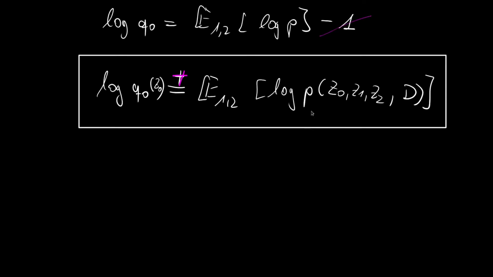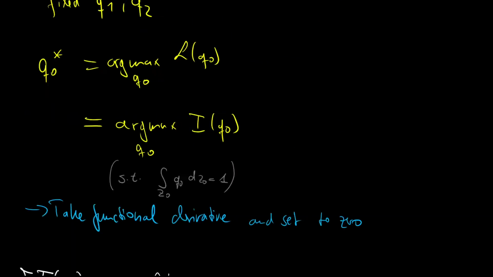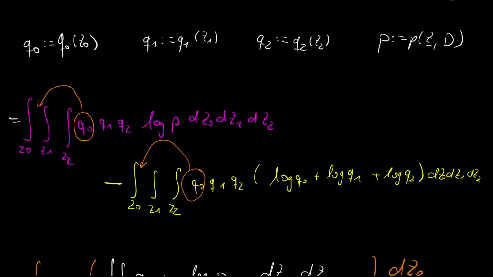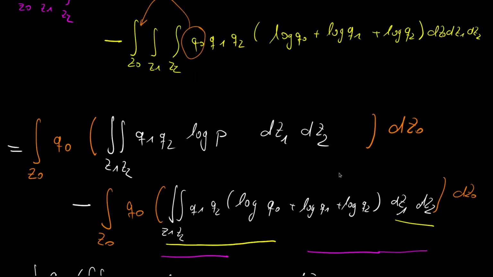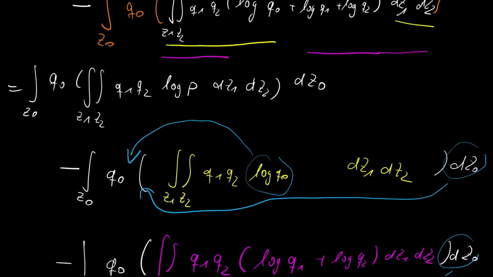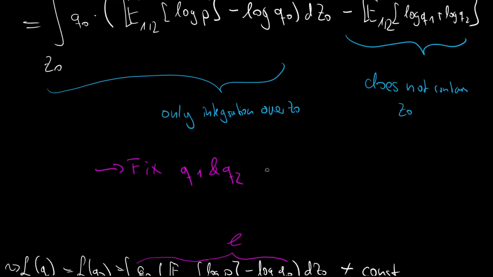So let me also note this down. This depends on Z0, Z1, and Z2. And if we then take the expectation over Z1 and Z2, then this depends on Z0 only, and then we have our functional form. Let us go back to the original derivations that we did. And the main point, and also probably the big difficulty, was this step here, where we moved Q0 out of the integral, and then we rearranged all the others, and we found some simplifications.